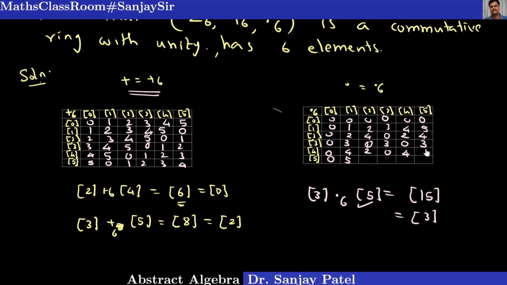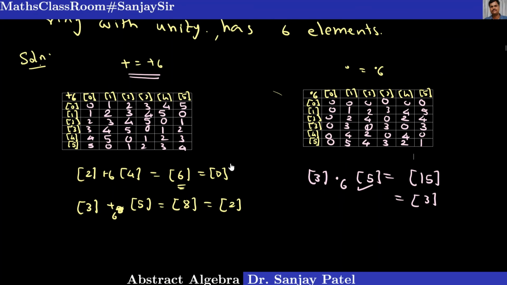Then 5 2s are 10 and 10 means 4. 5 3s are 15, 15 means 3. 5 4s are 20, 20 means 2. 5 5s are 25 and 25 is 1. Okay. So this way we can prepare the multiplication table for both of these operations.